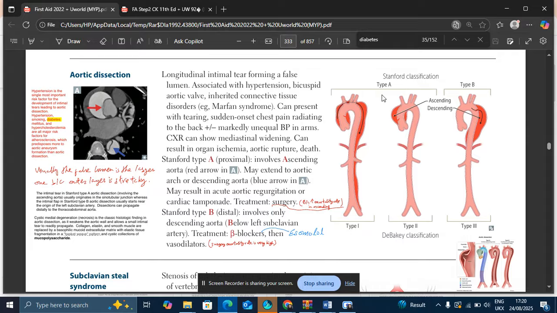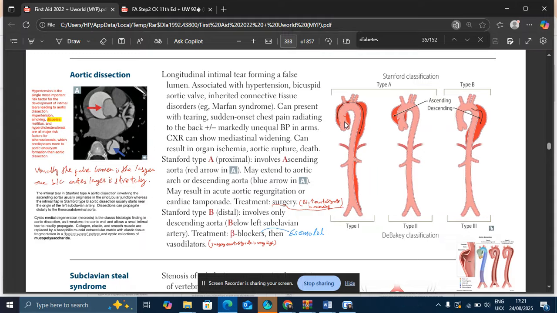For type A, always remember, if there is an involvement of the ascending aorta, no matter if the descending aorta is involved or not, it is going to be type A. For type A dissection, the ascending aorta should always be involved. If there is no involvement of the ascending aorta, then it is a type B Stanford aortic dissection.